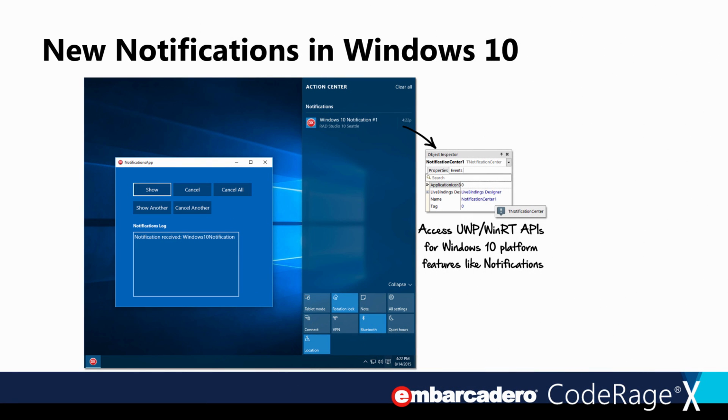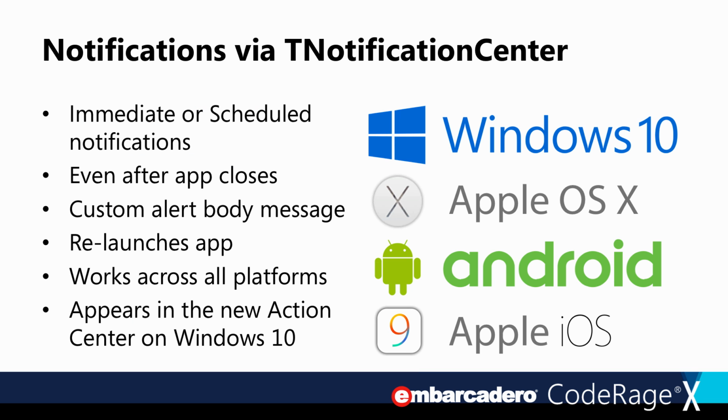So in Windows 10, we can take advantage of creating notifications from our applications. This is done through the TNotificationCenter. So now the TNotificationCenter exists and works across all four platforms: Windows 10, OS X, Android, and iOS. So you can schedule notifications or post them immediately. If they're scheduled, they can occur after your application is shut down, and the user can tap the notification and relaunch the application.